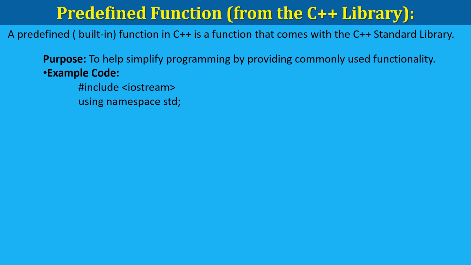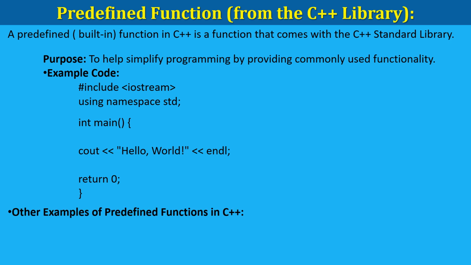Example code: #include <iostream> imports the predefined functions for input and output. int main, and then the predefined function cout to print text to the screen. cout << "Hello World"; cout is a built-in function from the iostream library that outputs text to the console. Predefined functions make programming easier by handling common tasks like input, output, mathematical calculation, etc.